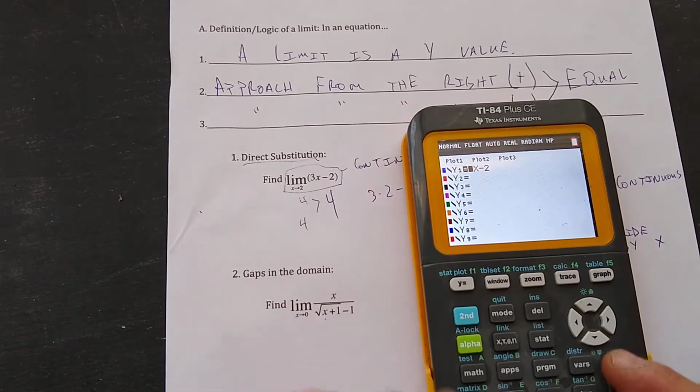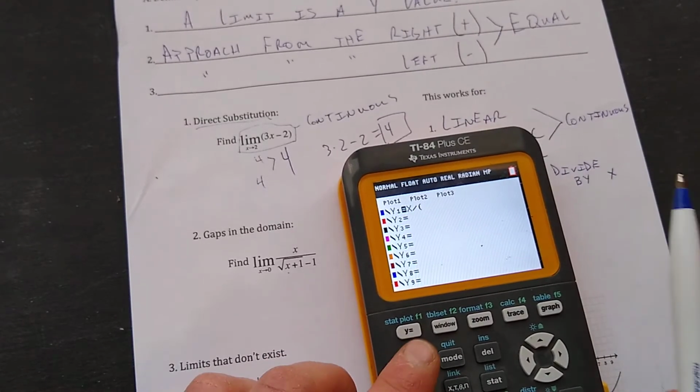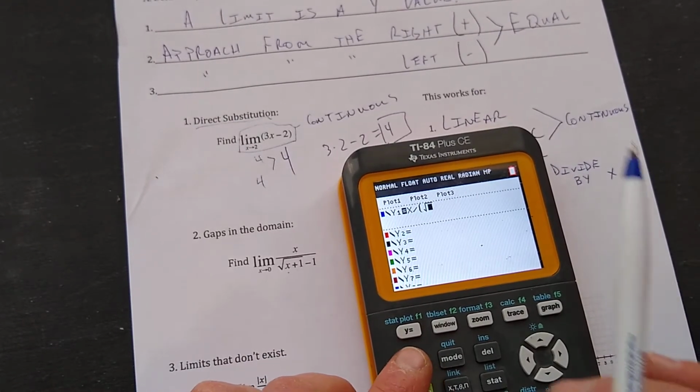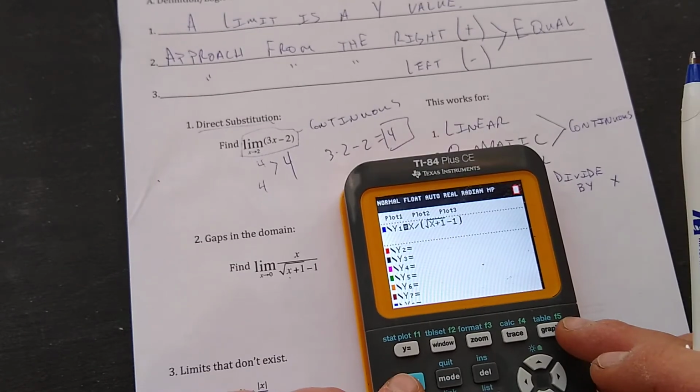So let's go on our calculator. It's really important that we get everything parenthesized properly. So we're going to go all together, the square root of x plus 1, boom, minus 1. Make sure that minus 1 is outside the square root. And let's just try a graph.